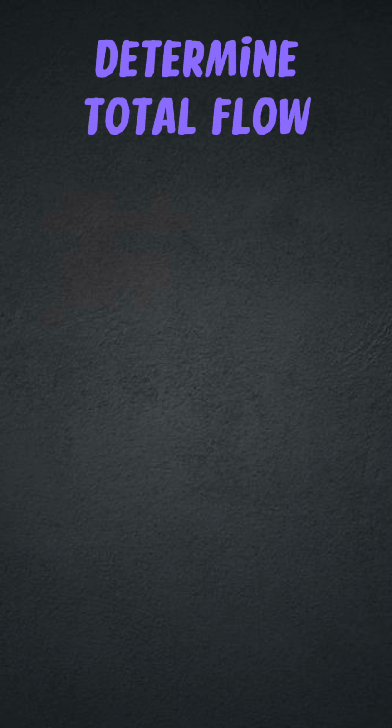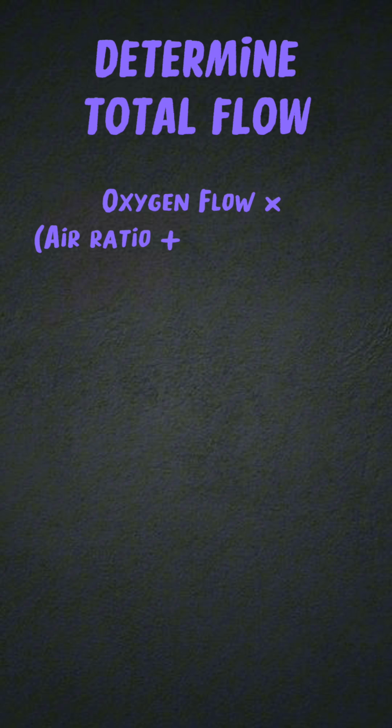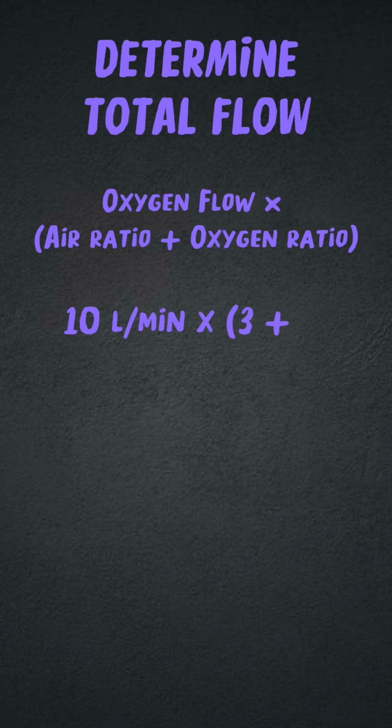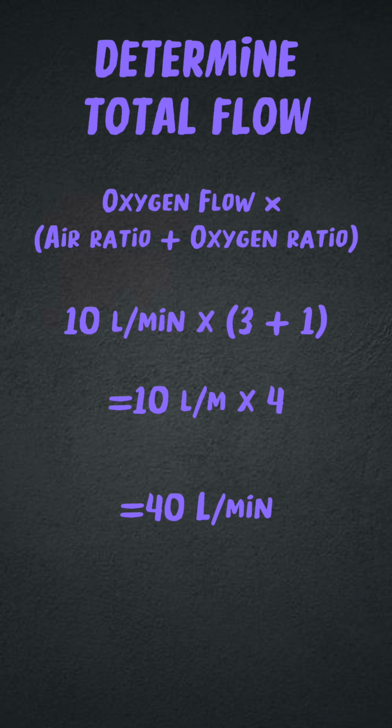The total flow equation is multiplying the oxygen input flow by the total of the air and the oxygen parts. For our 40% Venturi mask that has a 10 liter per minute input flow, we end up with 10 liters per minute times 3 plus 1. So 3 plus 1 is 4. We multiply 10 times 4, and the result is 40 liters per minute. 40 liters per minute is the total flow of a 40% Venturi mask with a 10 liter per minute oxygen input.